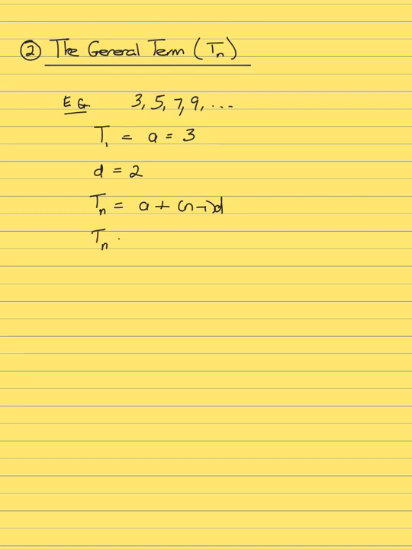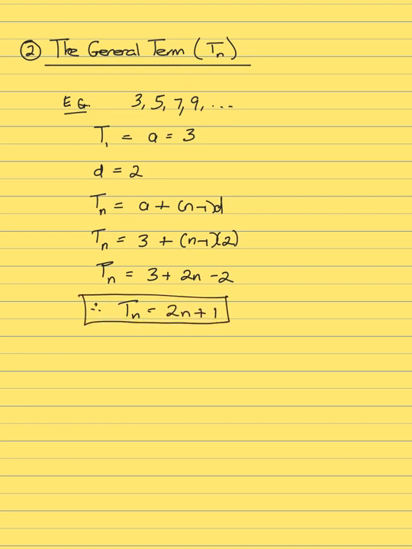In this case, Tn is equal to a, which is 3, plus n minus 1 times d, which is 2. Tn is equal to 3 plus 2n minus 2. In other words, Tn is equal to 2n plus 1. So that's the general term for finding any of the terms in that sequence. And we can see very quickly that 2 times 1 plus 1 is 3, 2 times 2 plus 1 is 5, and so on.